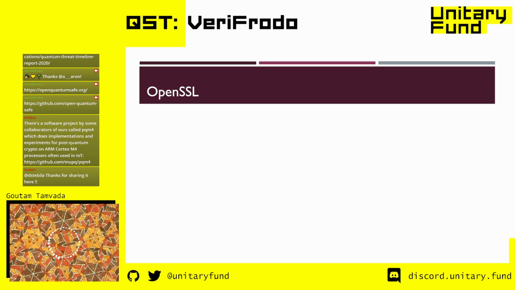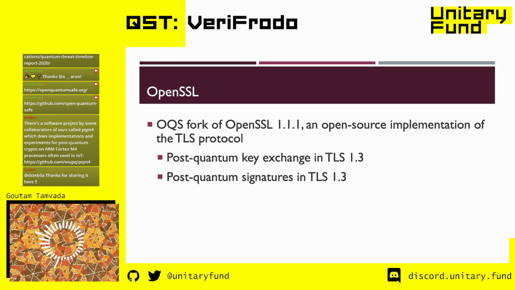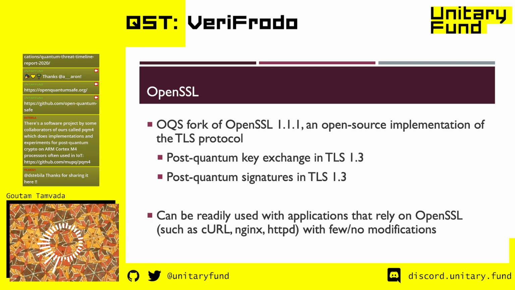Through liboqs, we were able to add post-quantum key exchange and digital signatures to OpenSSL, which is basically an open source implementation of the TLS protocol. This is available through a fork that we called OQS OpenSSL. And through this OpenSSL fork, we've been able to demonstrate the use of post-quantum cryptography in applications that rely on OpenSSL, such as curl, nginx, Apache, while making little or no modifications to these applications.